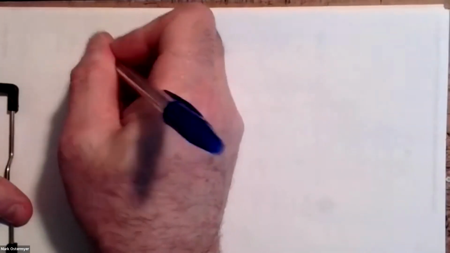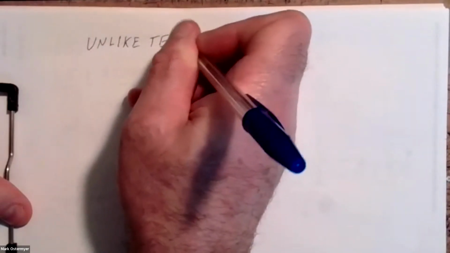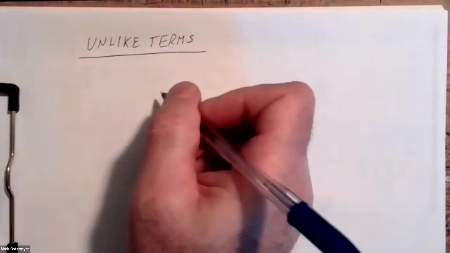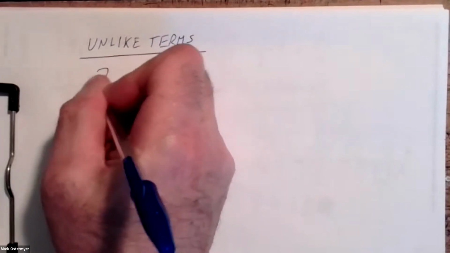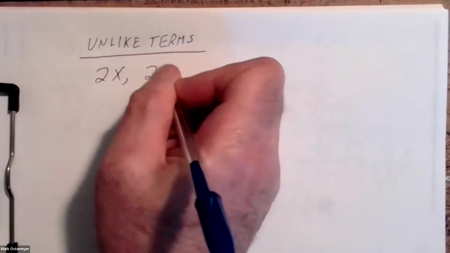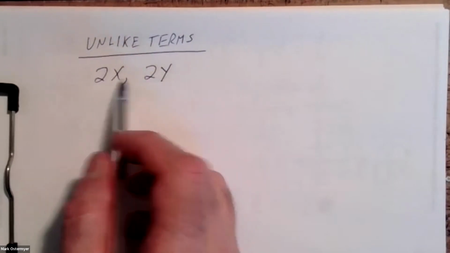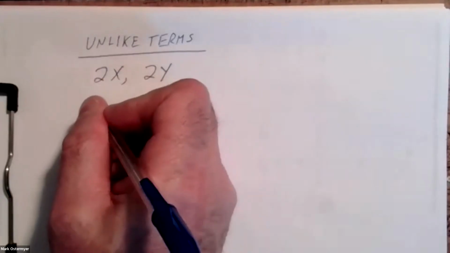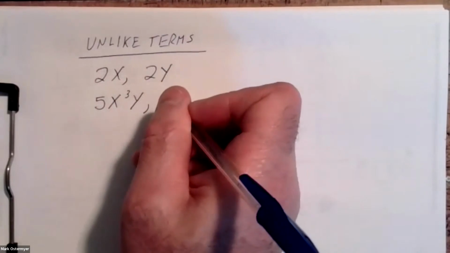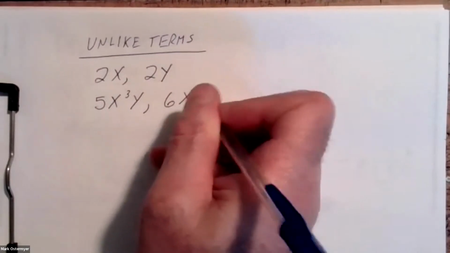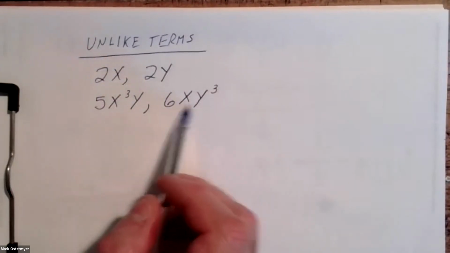Some examples of unlike terms then should be simple to come up with. These would be terms that do not have the same variable parts. For instance, 2x is not a like term with 2y because their variable parts are different. Five x cubed y is not a like term with 6xy cubed. These are not like terms because the variable parts are not the same.